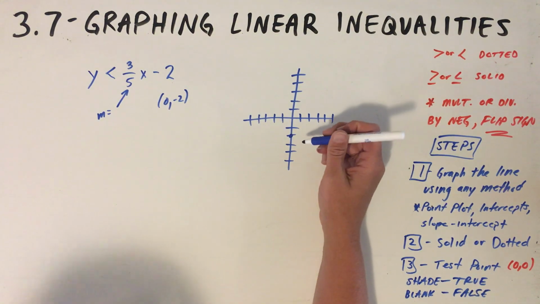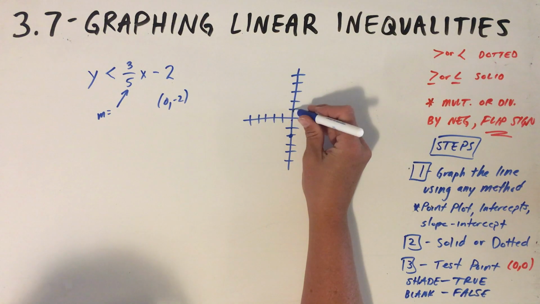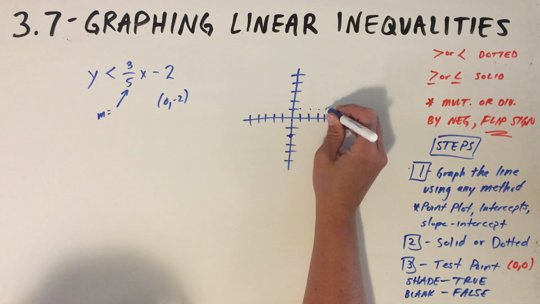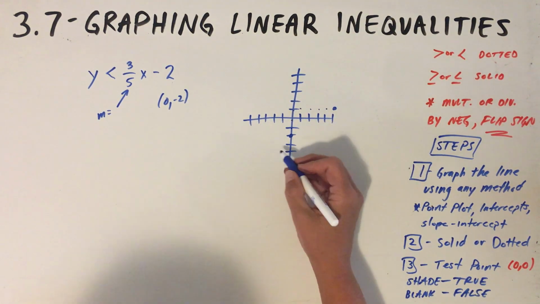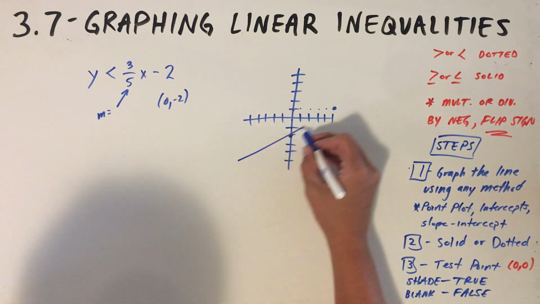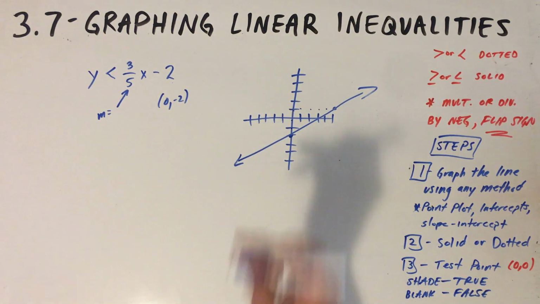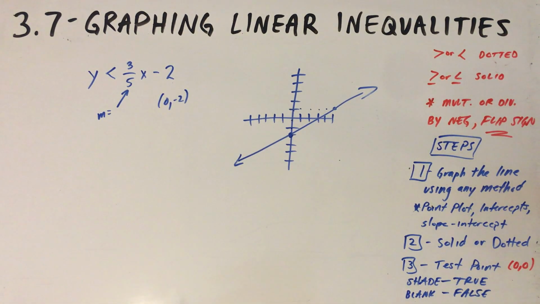So this line is going to start right here, and from this point, I'm going to go up 3, 1, 2, 3, and right 1, 2, 3, 4, 5. This is the next point on my line. Okay, so this is what my line looks like. Ooh, that's awesome. I almost went exactly through those points. Okay, so the line is on the graph.